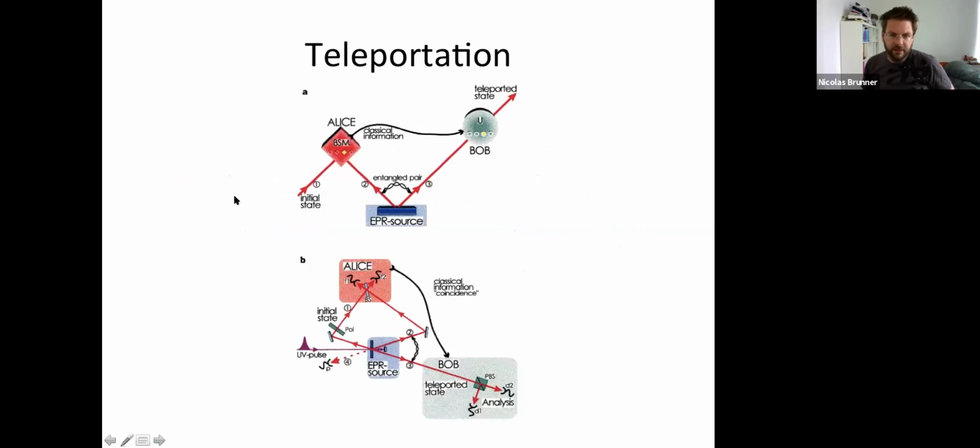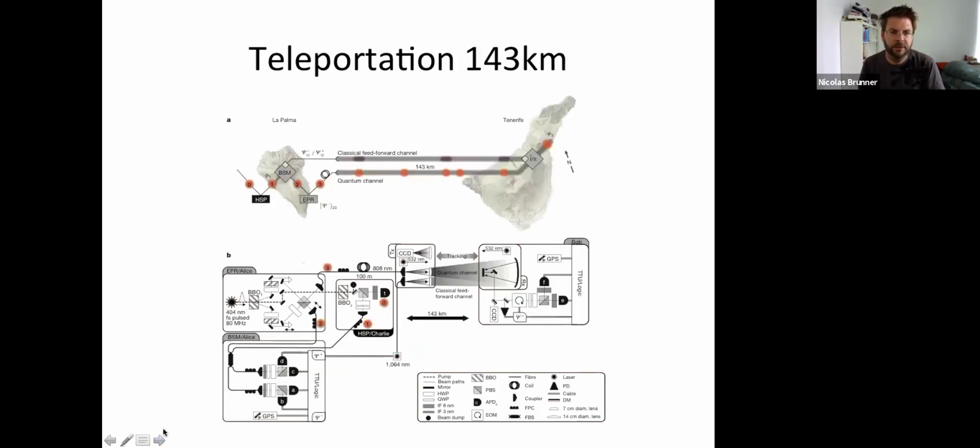So here I have something about teleportation now. This is in fact a sketch of the first teleportation experiment that was done in '98. I don't want to go into the details of that because it's similar to things we discussed already. So maybe let me go forward.